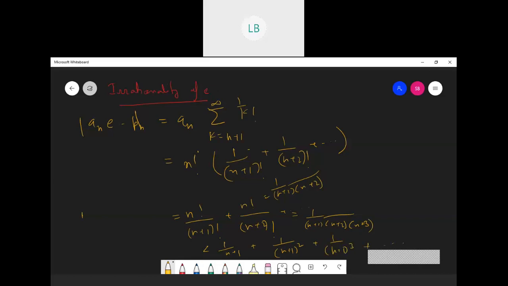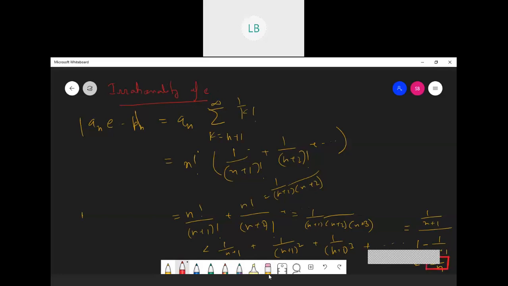So this is less than an infinite geometric series like this. What is the value of this? It should be a by 1 minus r. So what is a? a is 1 by n plus 1. And what is r? r is also 1 by n plus 1, so 1 minus r is 1 minus 1 by n plus 1. So it will give you what? 1 by n, right? So this thing will cancel out and give you 1 by n.